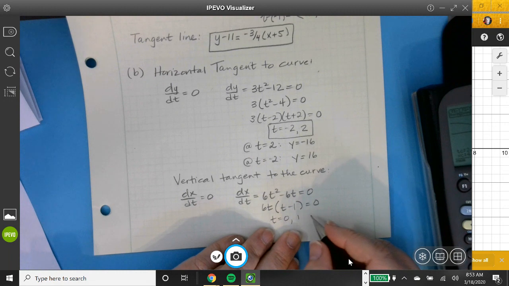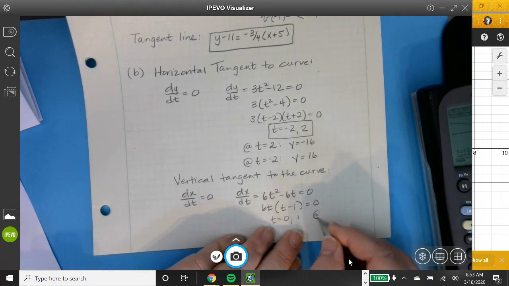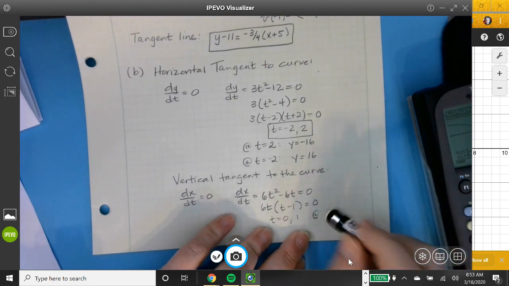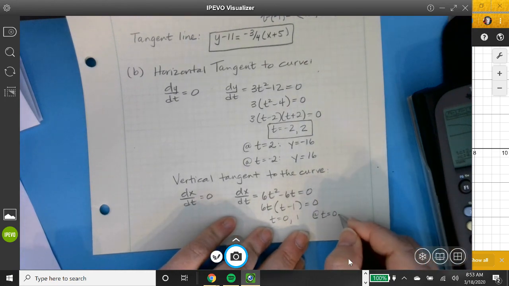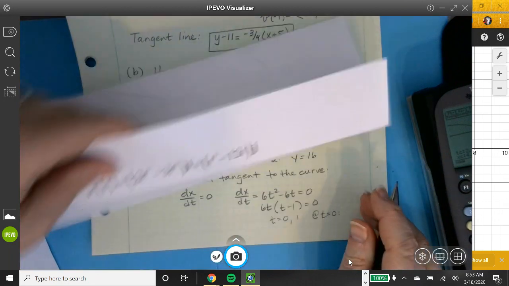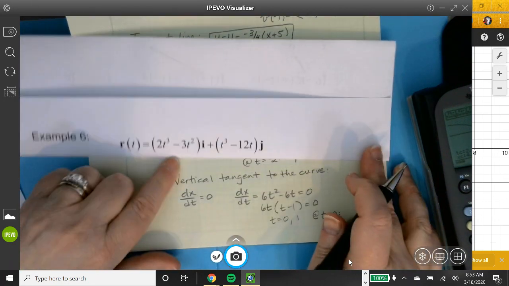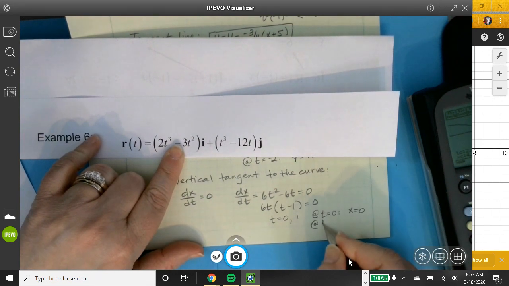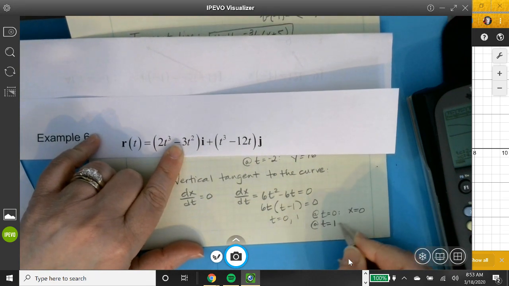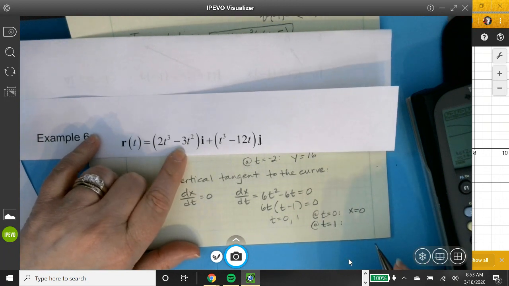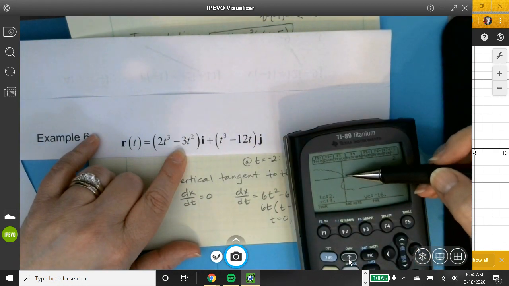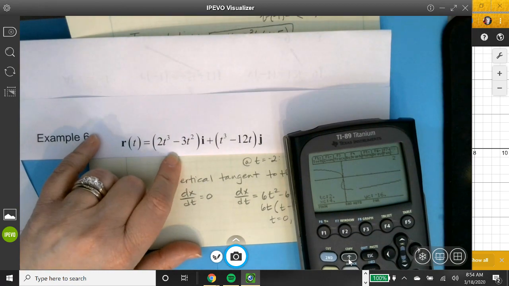And that's where our vertical lines are going to be. The vertical lines will be at, I'm sorry, when t equals 0. T equals 0, I go back to my position function, which happens to be right here, and I plug in 0 and I get 0. So at x equals 0, and then at t equals 1, my x value is going to be -1. So x equals -1. And if you look at this curve, you can see that we have vertical tangents at 0 and at -1. Pretty simple to see that.